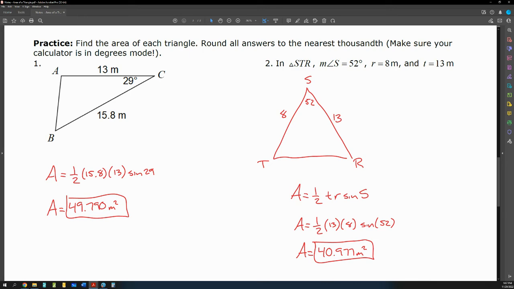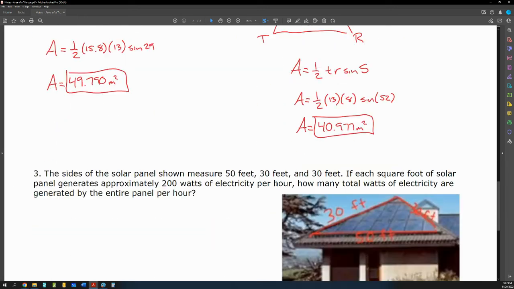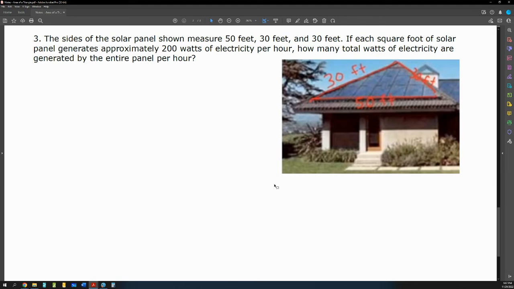Okay. Got one more for us today. The sides of the solar panel shown measure 50 feet by 30 feet by 30 feet. This is a triangular solar panel on the roof of a house, it appears. If each square foot of solar panel generates approximately 200 watts of electricity per hour, how many total watts of electricity are generated by the entire panel per hour?